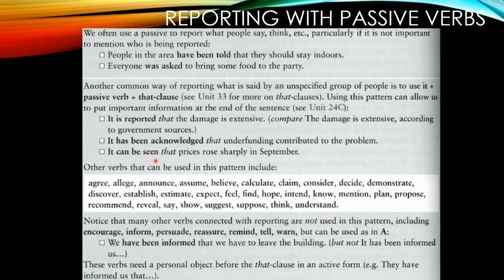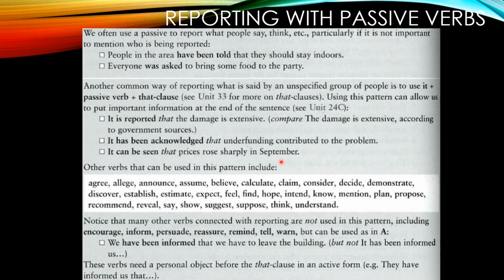It can be seen that prices rose sharply in September. Of course, who can see the growth in prices? People, of course, people who buy products or goods. So it can be seen is a passive form which is used because it's obvious who sees it, and the attention is paid to only the information we need to provide.